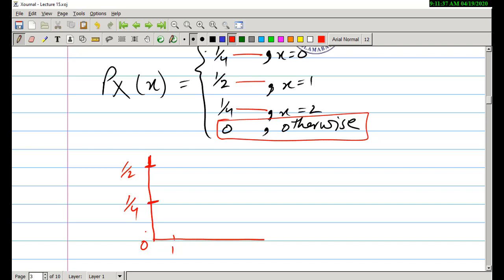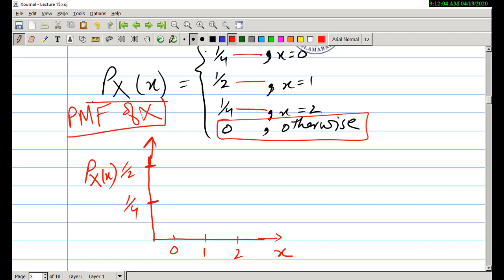So we will not take 0 here. We will take 0 here, 1, 2. So it is our choice to take the scale. So this is x, and on this axis we have the PMF of x. Now we will just plot it here.